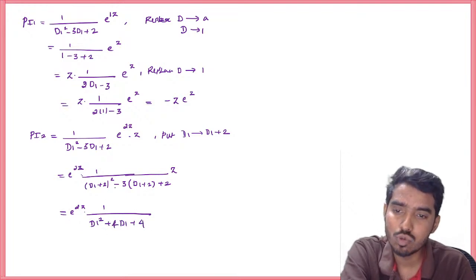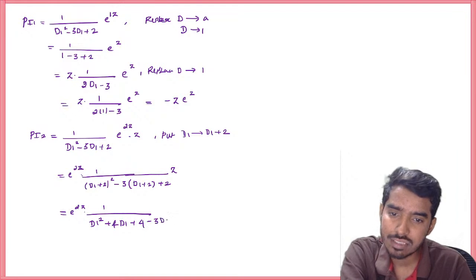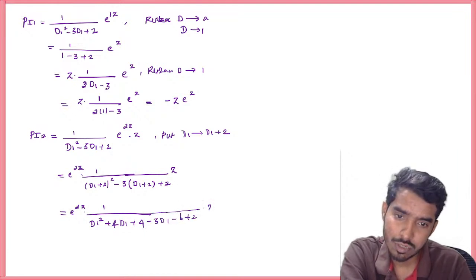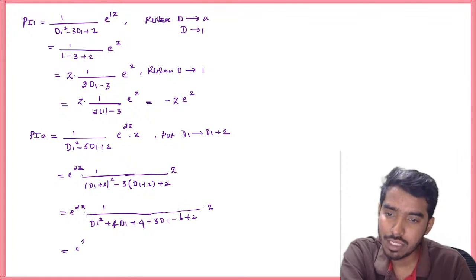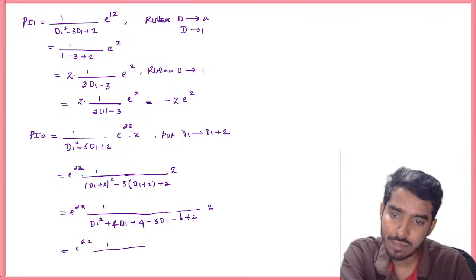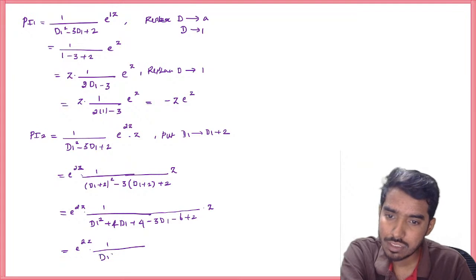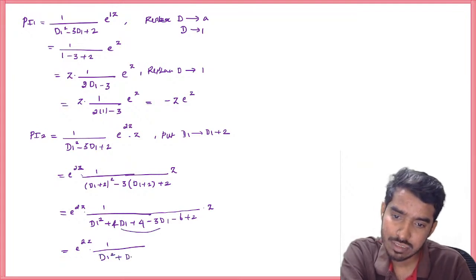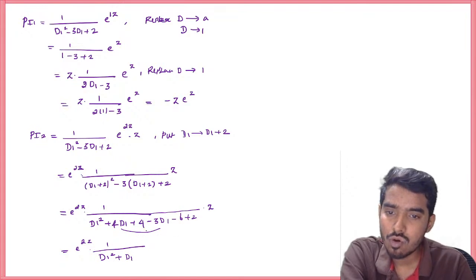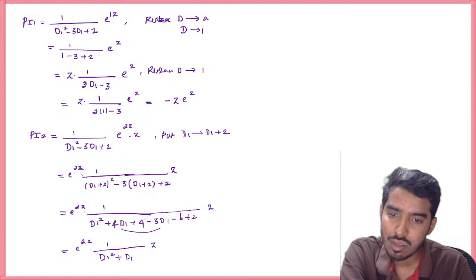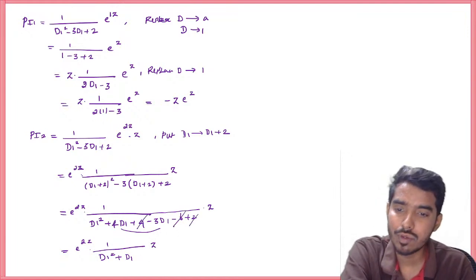a square plus 2ab plus b square, minus 3 times D1, minus 6 plus 2, into z. This will be e power 2z, 1 divided by, so we will have D1 square, so 4 D1 minus 3 D1 is plus D1. 4 minus 6 is minus 2, minus 2 plus 2 is 0. So we will have 1 by D1 square plus D1 of z, right?